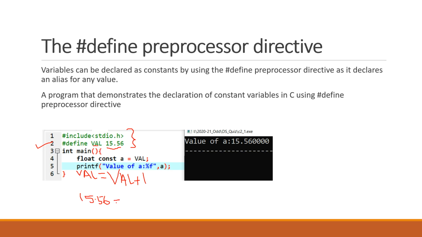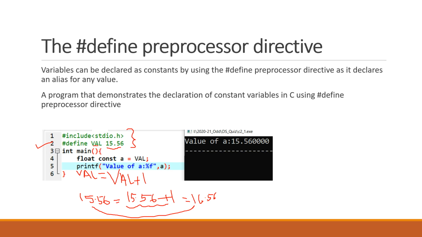15.56 is equal to val. Is it defined? Yes. It is substituted. Val is encountered, 15.56 is substituted here. Plus 1 as per the equation. What is the right hand side value? The right hand side value is 16.56. Are they same?